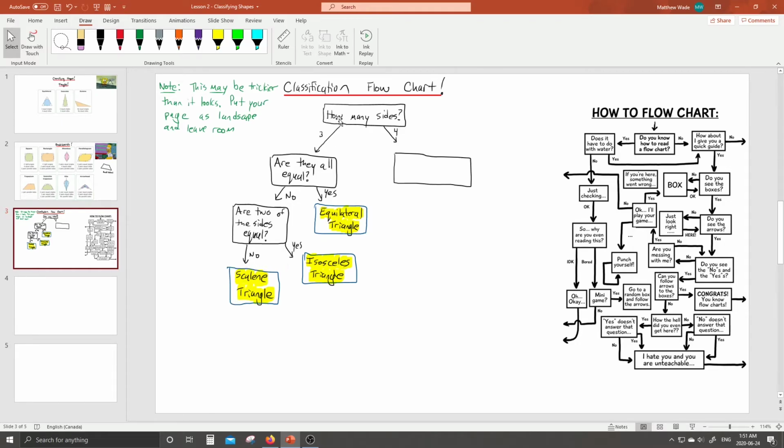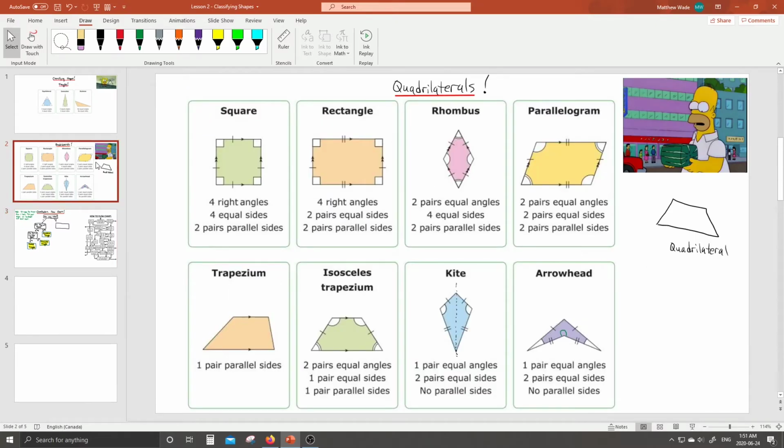So here's what you're going to do. You're going to get this section into your books, and then you're going to have to do the entire thing for the quadrilaterals, of which there are 8.